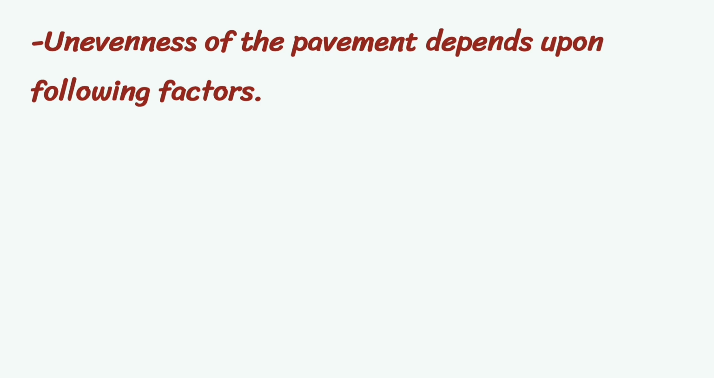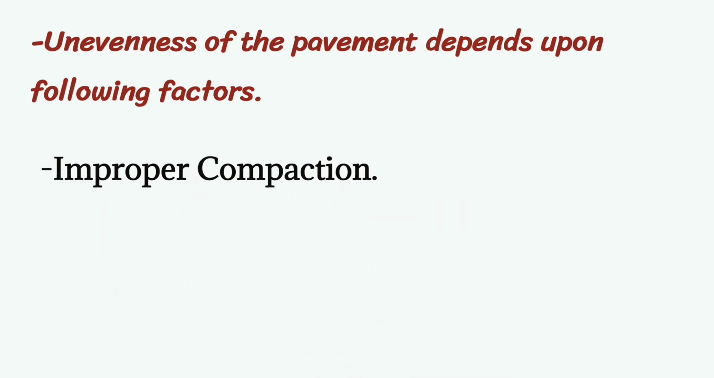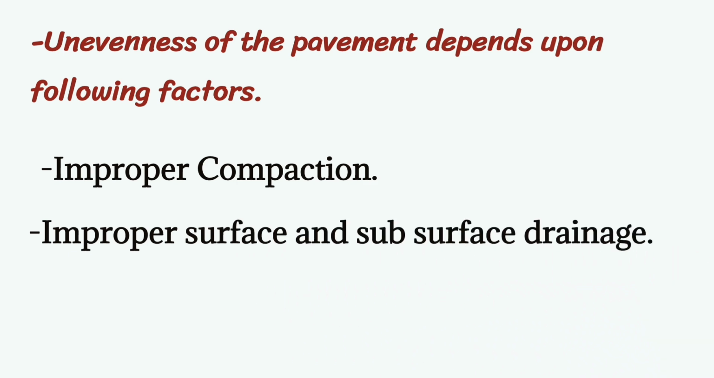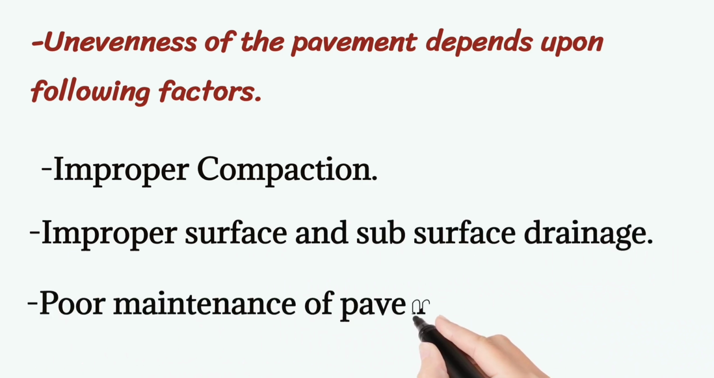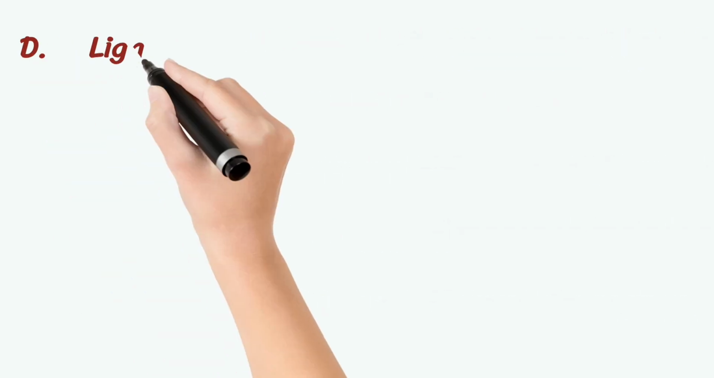in meter per kilometer. Unevenness of the pavement surface depends upon the following factors. First is improper compaction. Second is improper surface and subsurface drainage. Third is poor maintenance of pavement surface.